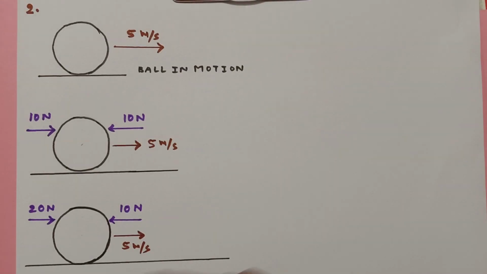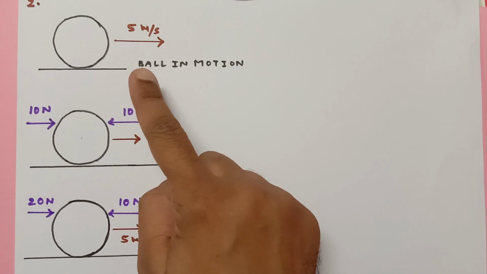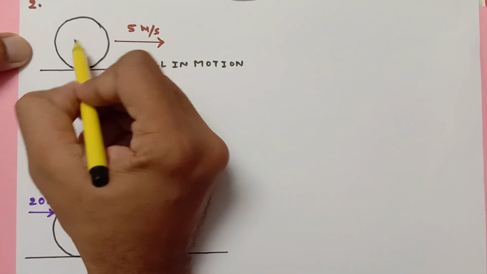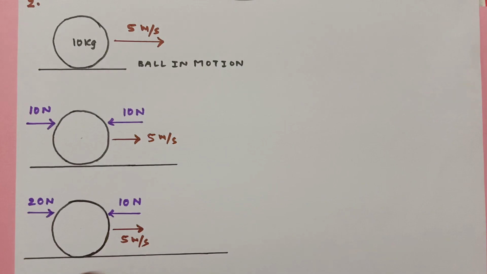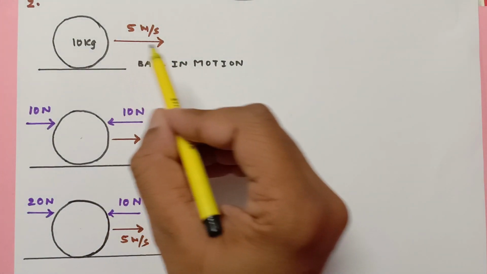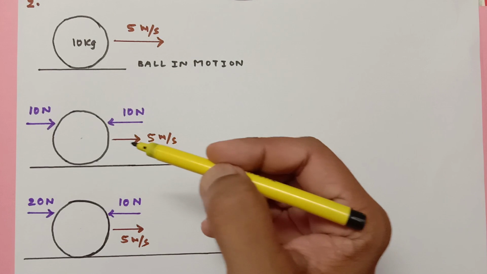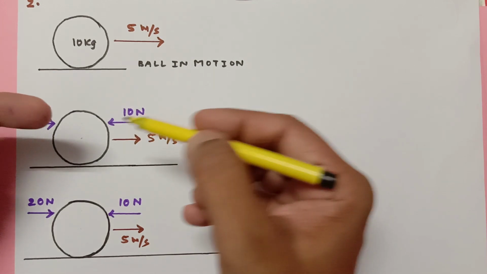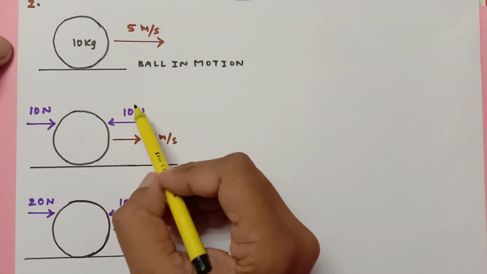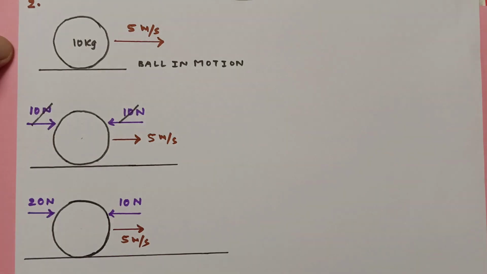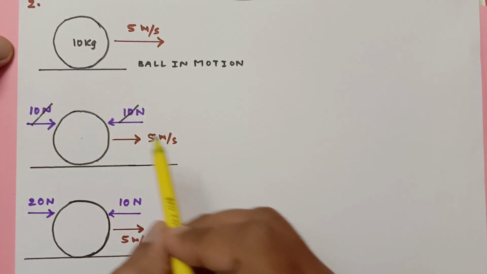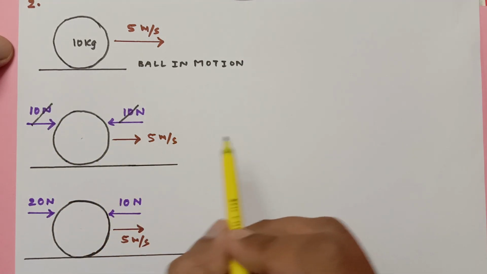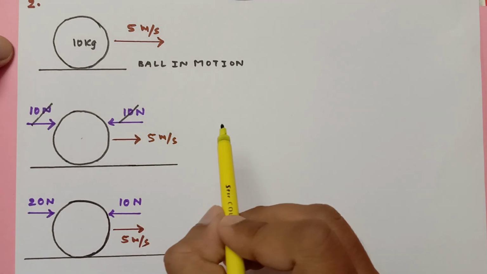Now let's consider another situation in which the same ball of mass 10 kilogram is moving with a constant velocity of 5 meter per second in this direction. Again, the surfaces are frictionless. Now this ball was already in motion with 5 meter per second, and let's assume that two balanced forces are acting on the system. So basically these two forces will cancel each other out, and they will have no effect on the velocity of the ball. So the ball would continue to move in this direction with a constant velocity of 5 meter per second.